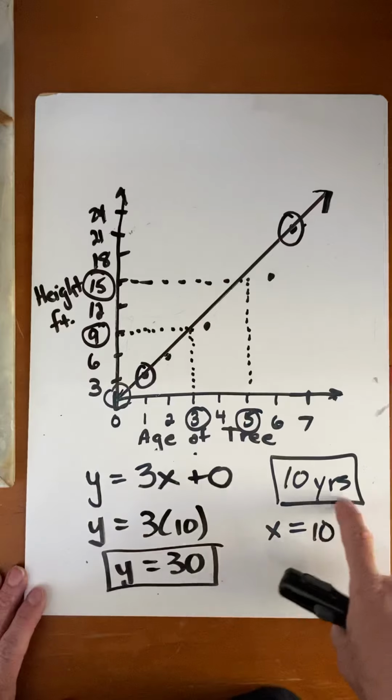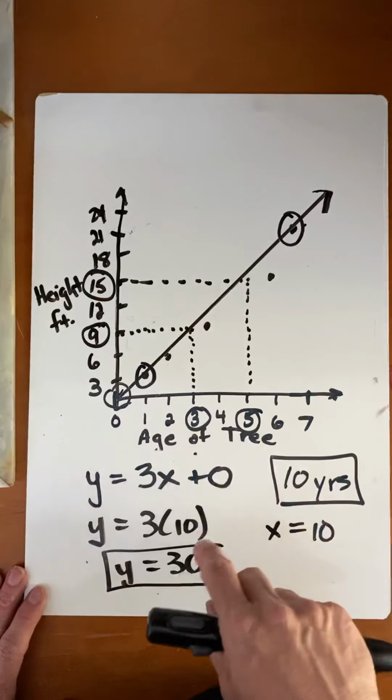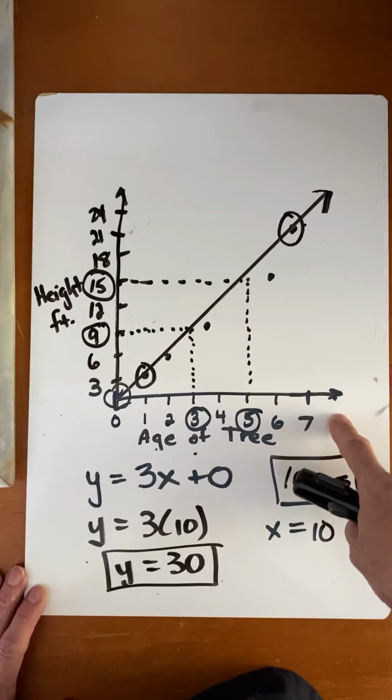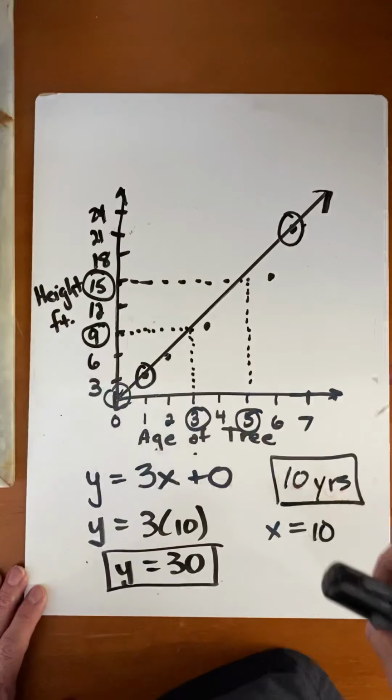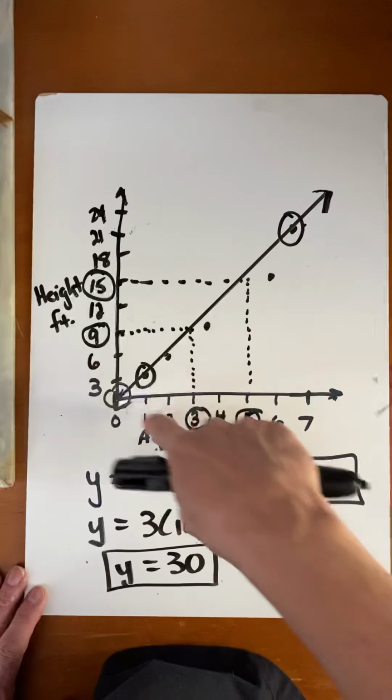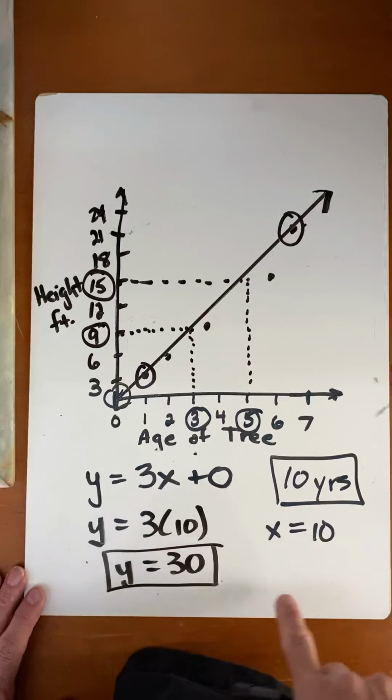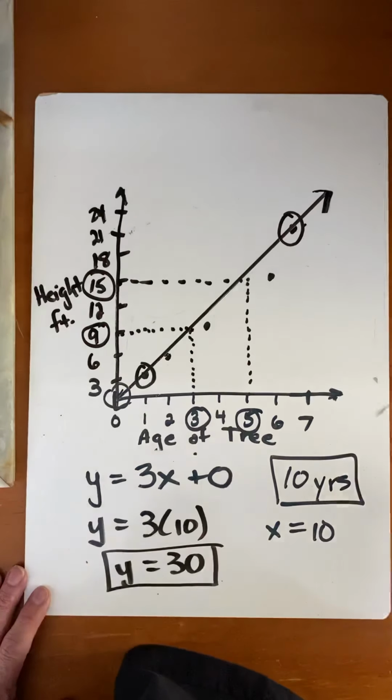Why did I use the equation instead of the graph? Because it was outside of the known data range. You can't use the graph. So when you can use the graph, that's interpolation. When you can't use the graph, that's extrapolation.